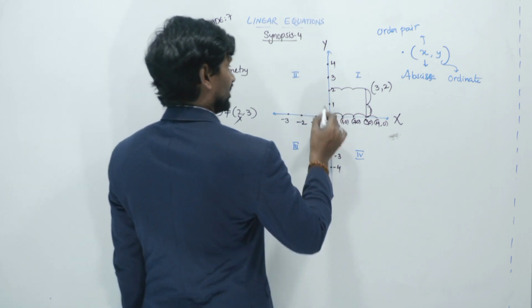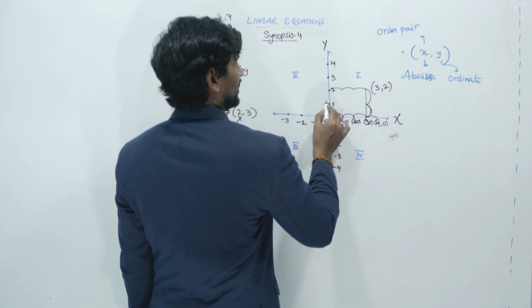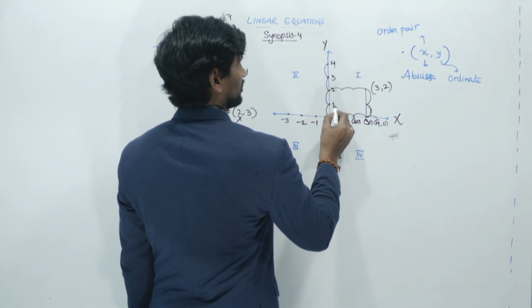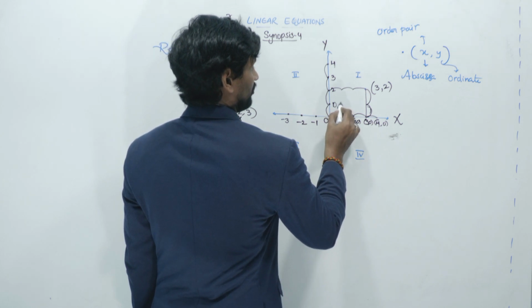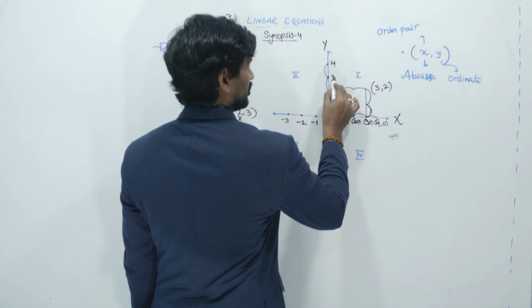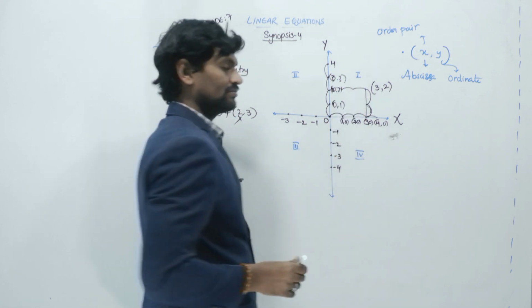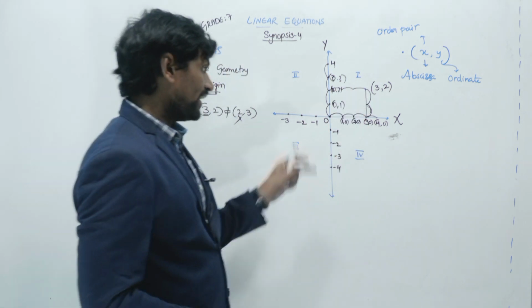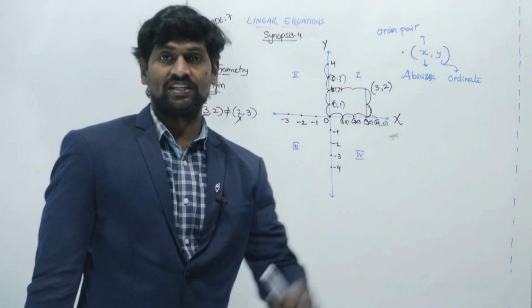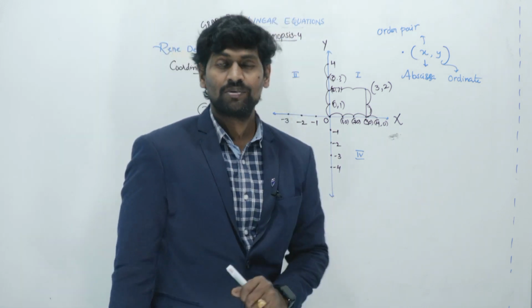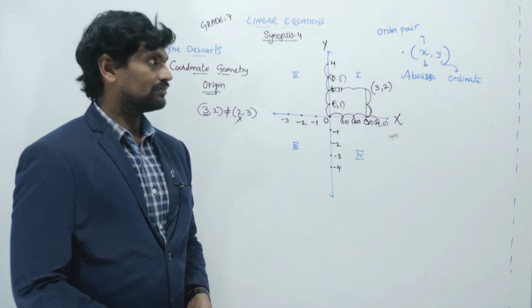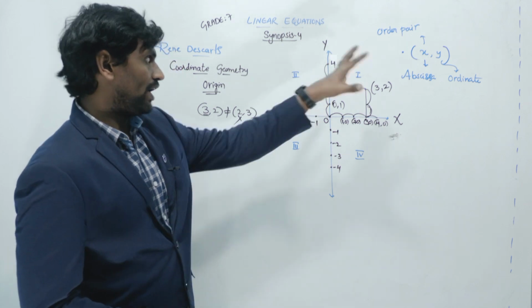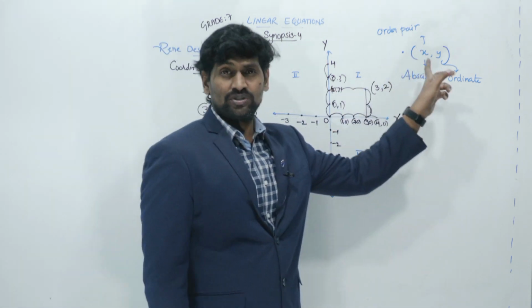Same way, these are 1 unit distance from the x axis, 2 units, 3 units, 4 units. So we can write (0, 1), (0, 2), (0, 3) like that. Points on the x axis are (1, 0), (2, 0) like that. Points on the y axis are (0, 1), (0, 2), (0, 3) like that. Clear till then? So we discussed the ordered pair using the coordinates.